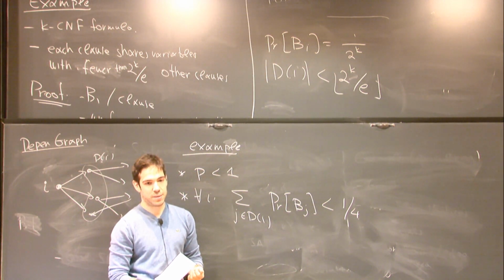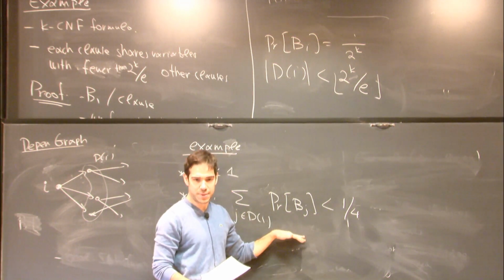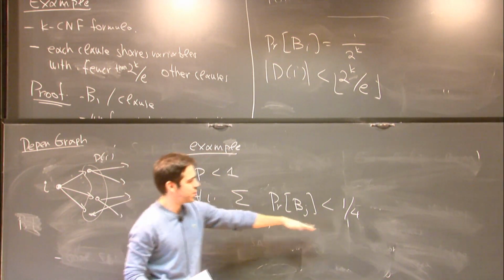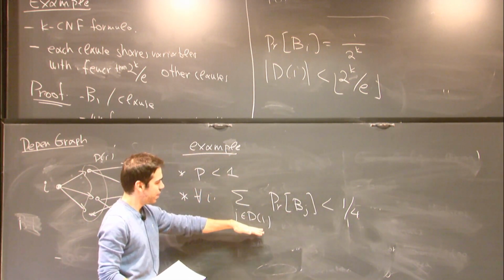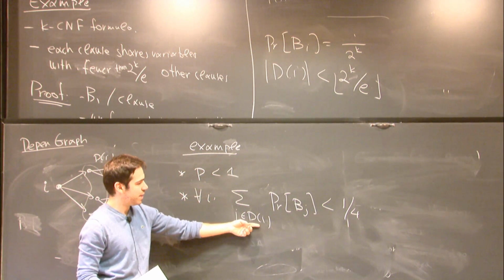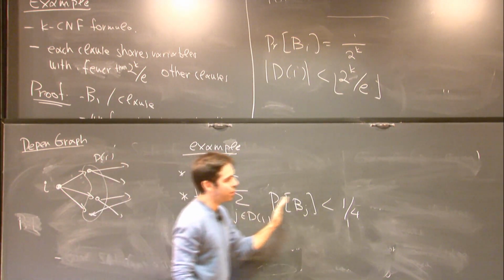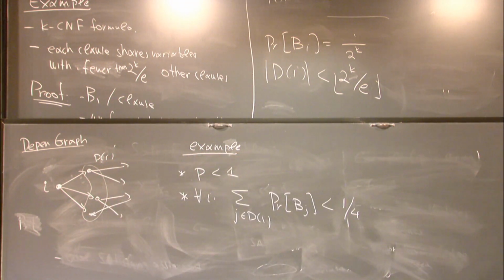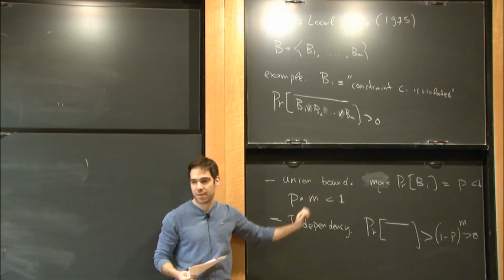Why 1 over 4? Is that the correct answer? Yeah, I think 1 over 4 is tight for this one. But the constant is not important. It's some constant less than 1. For example, when the neighborhood becomes the whole set, then this is exactly the union bound up to a constant. So it's a weakening of this thing.